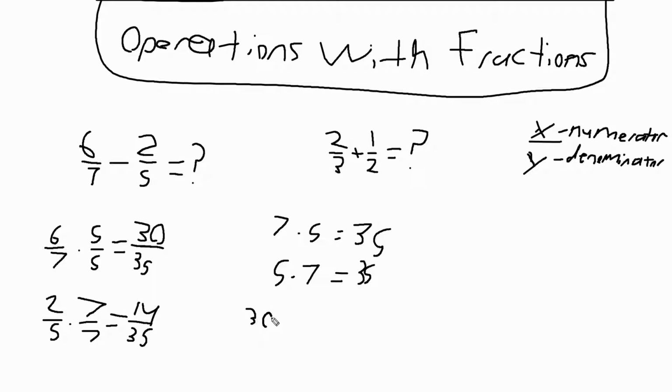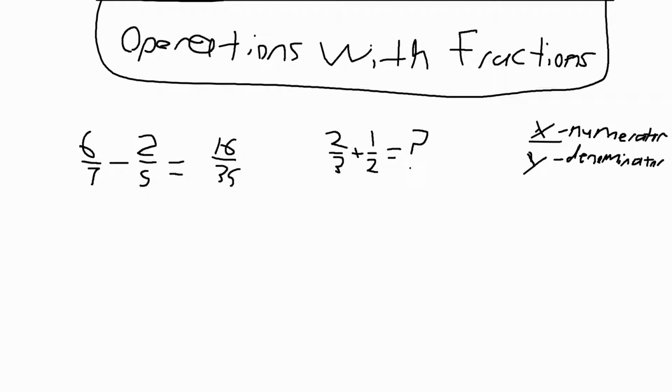And then 30 minus 14, over 35. We just carry over the denominator, so it would just be over 35. 30 minus 14 is 16. The answer for this is 16 over 35.